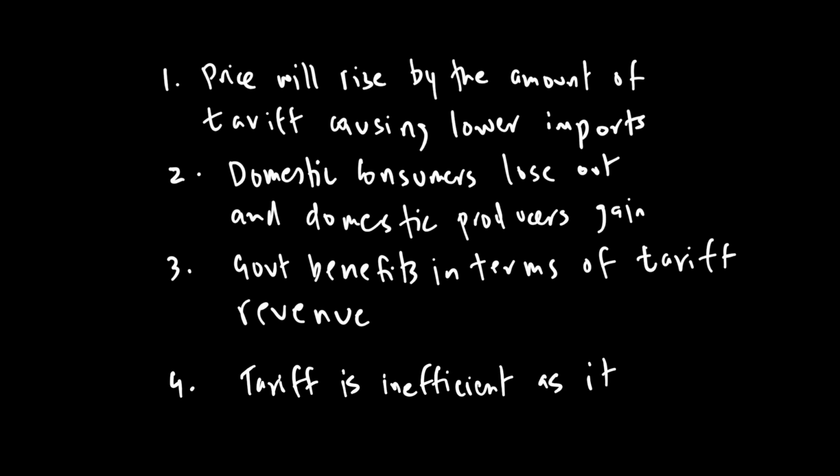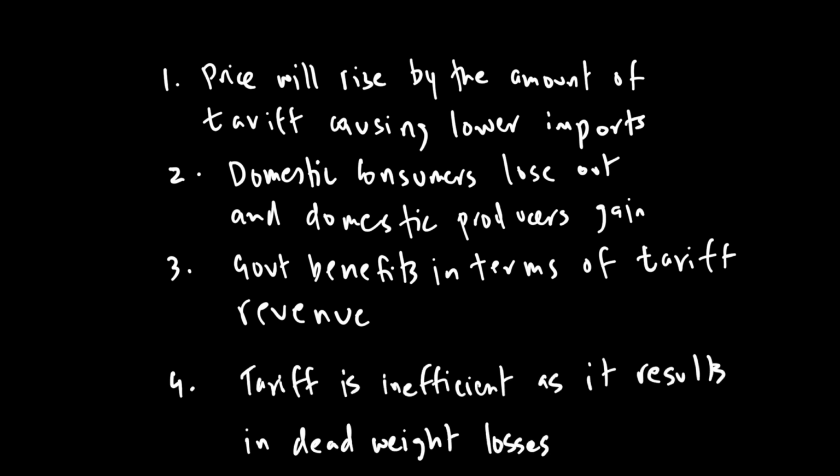as it results in deadweight losses. The area 2 and area 4 were the deadweight losses that happen because some consumers are denied of the good and some inefficient producers are producing more.